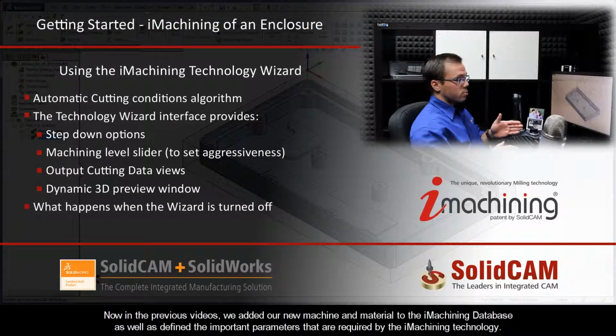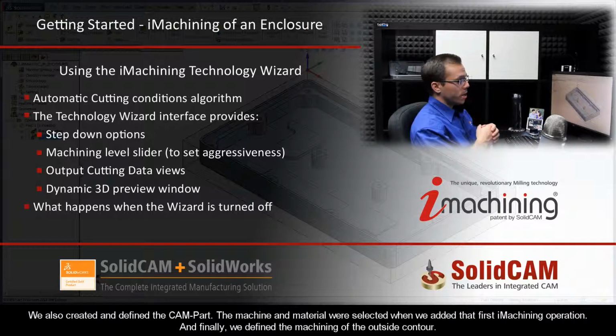Now in the previous videos, we added our new machine and material to the iMachining database, as well as defined the important parameters that are required by the iMachining technology. We also created and defined the CAM part. The machine and material were selected when we added that first iMachining operation. And finally, we defined the machining of the outside contour.